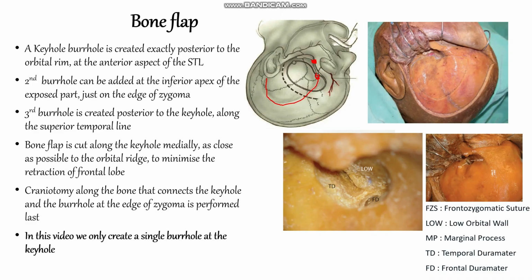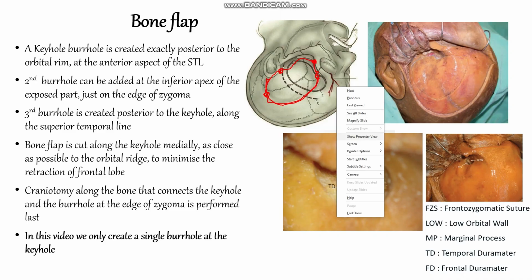And then the third borehole can be created posterior to the keyhole along the superior temporal line around here. We can also add another one here. The bone flap is cut along the keyhole medially, as close as possible to the orbital ridge to minimize the retraction of the frontal lobe. And then we do this one, the third, and this one is performed last. Why? Because this one contains the middle meningeal artery, which is the major source of bleeding.